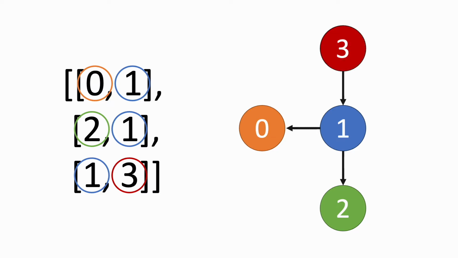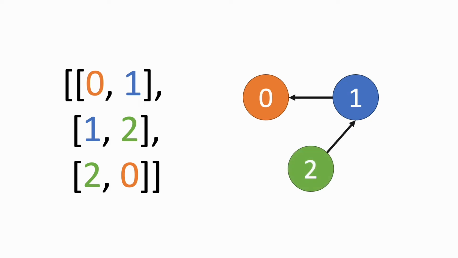Now that we have the graph representation, we can visually see that to complete all courses, we would have to start with course 3, then take course 1, and then take courses 0 and 2 in either order. So since it is possible to complete all courses, we would return true.